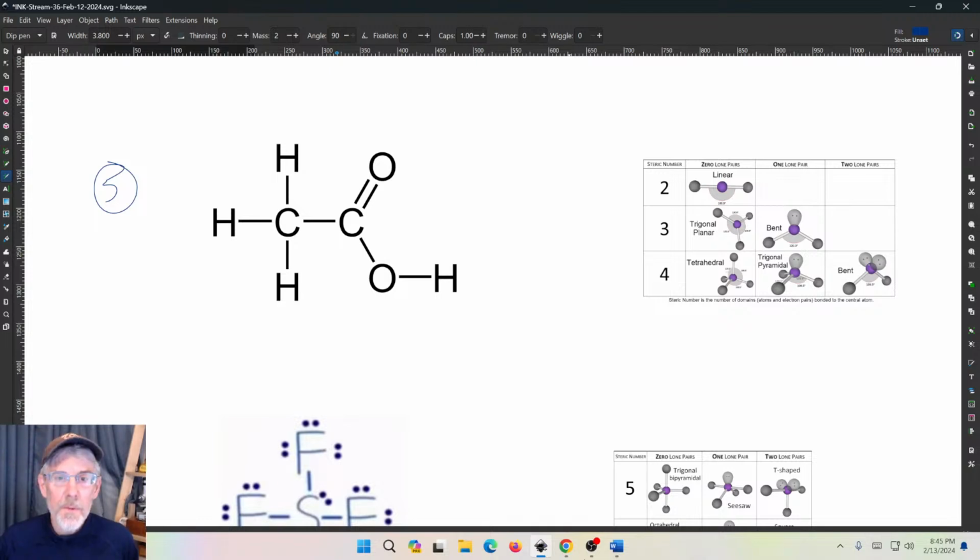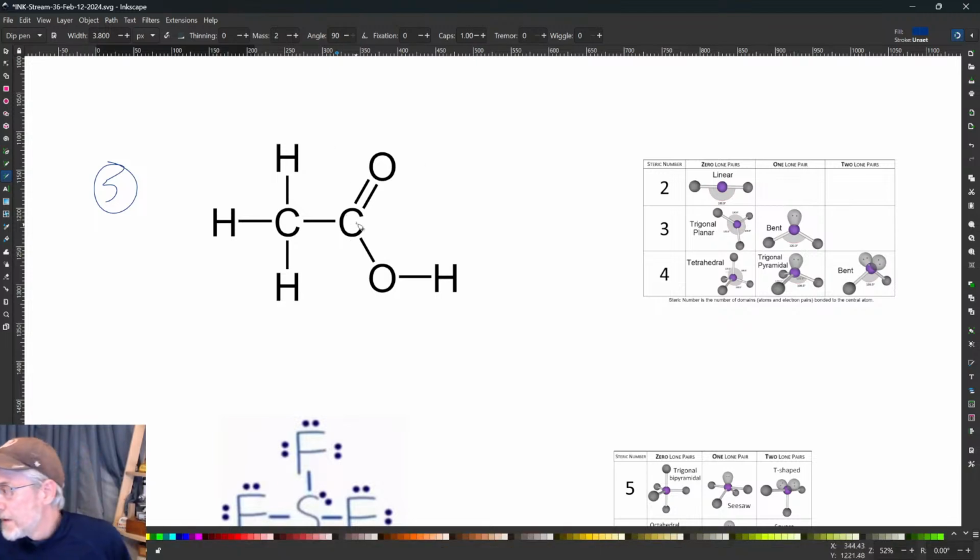This one you get 2 for the price of 1. So what is the molecular geometry here and on this carbon here?